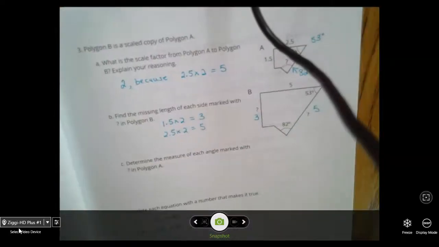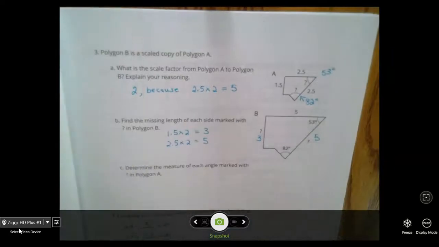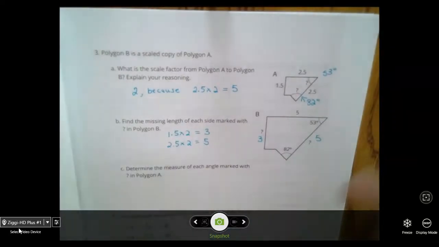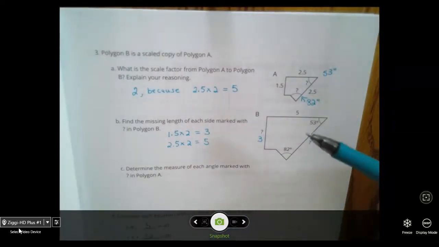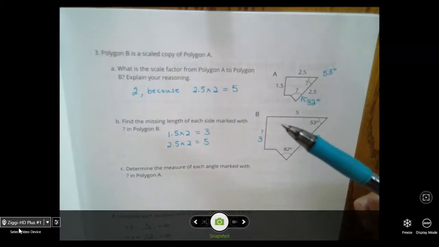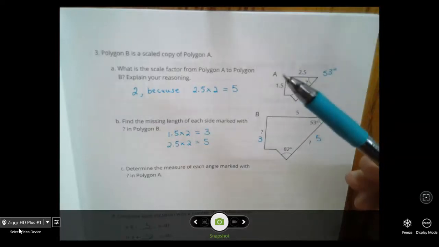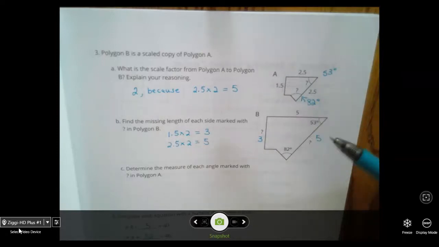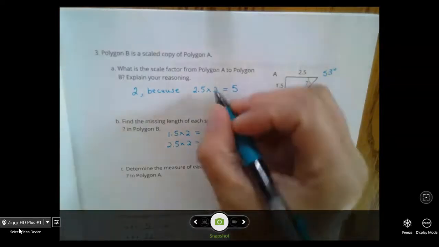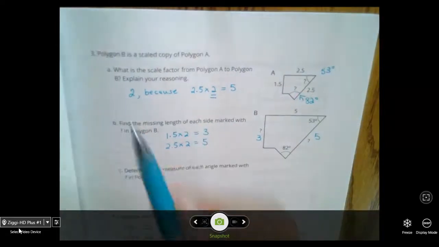Then let's go up here to number 3. Get that out of the way. Here, they're telling us B is a scaled copy of A. What's the scale factor from A to B? Well, what do you have to multiply 2.5 times to get to 5? Because these sides are the same. So it would be 2.5. I mean 2. 2 is what we're multiplying by. So 2 is the scale factor.